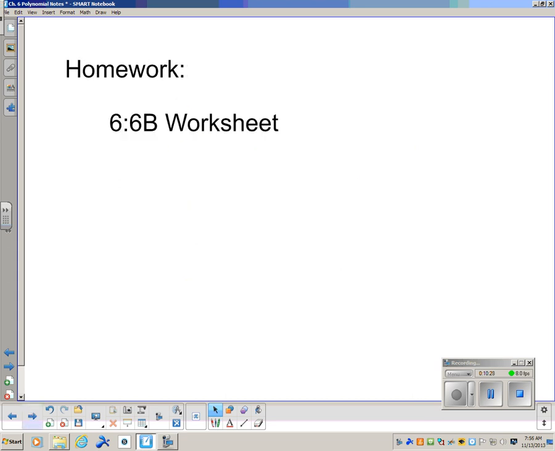So now you get to work on the 6.6b worksheet, so pull that out and go ahead and get going with those. You get to choose though. I mean, it says synthetic division, but if you prefer long division, go ahead and do that. If you like synthetic division, use that. So your preference, your choice.